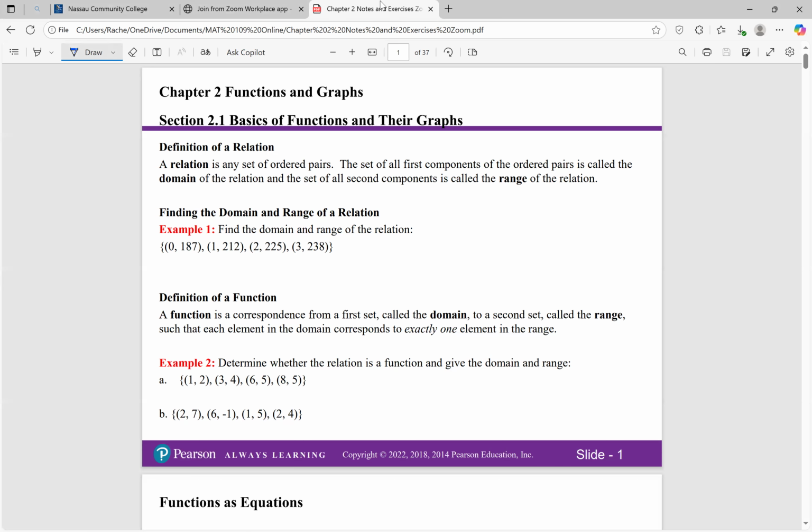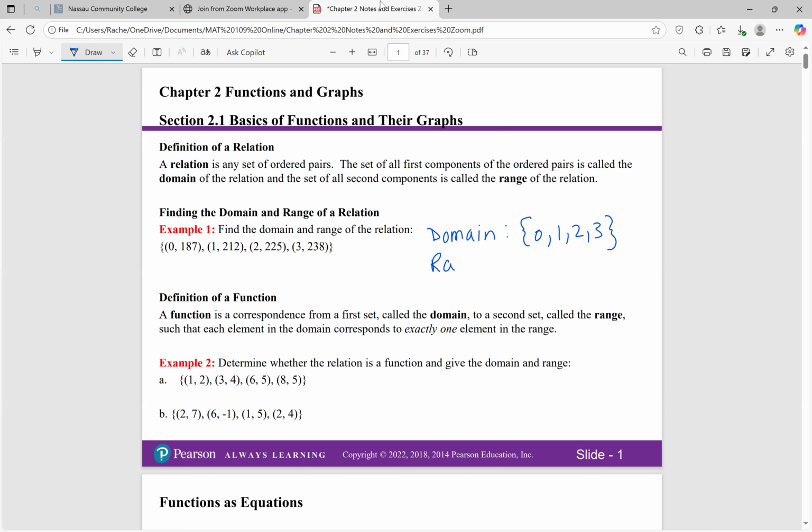So we have the ordered pairs (0, 187), (1, 212), (2, 225), and (3, 238). The domain in this case would be the set of all the first components: the 0, the 1, the 2, and the 3. And we could list them in a set. Notice I'm writing the set notation brackets, right? I'm not using interval notation, which would be either the square brackets or the parentheses. So these guys are your set brackets.